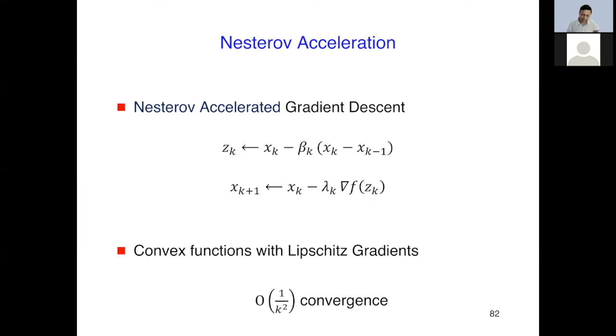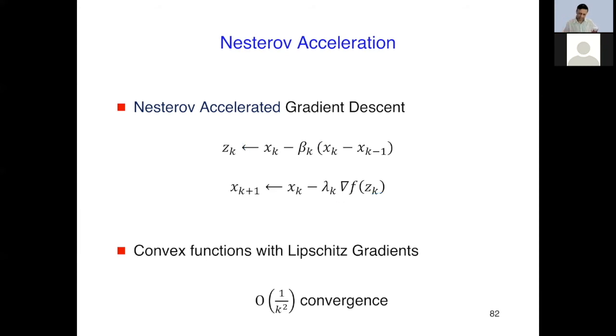But this accelerated method does something different. It is computing this intermediate variable zk as a function of the current value of xk and the previous one. And so essentially there's some history here that is incorporated in computing zk. And then we use that value of zk to compute the gradient and then take the step.